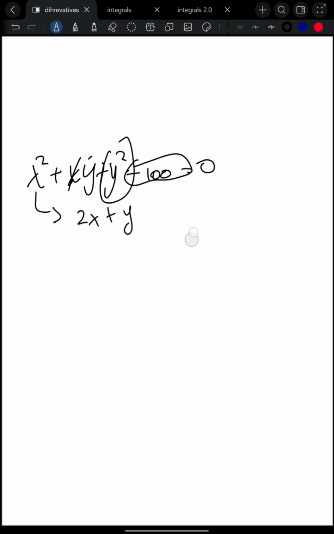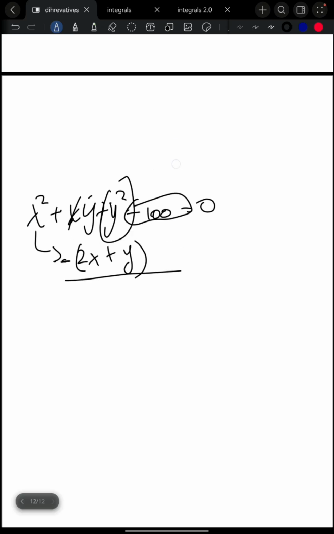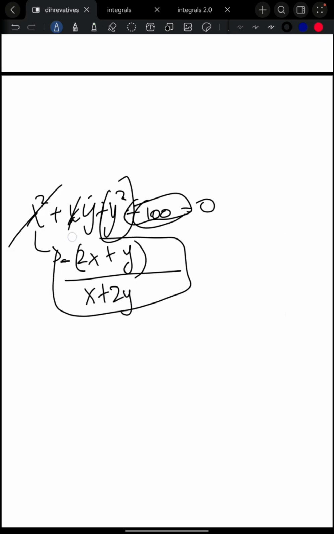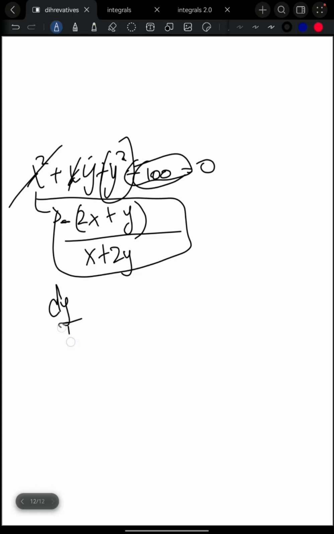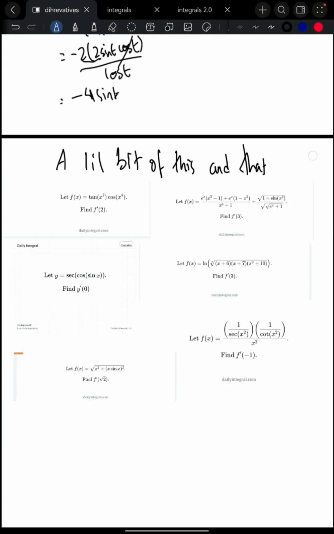But we don't want d by dx, we want negative d by dx divided by the partial derivative of y. This is a constant in the y world. yx is just x, and y squared is just plus 2y, and 100 is a constant. So yeah, this is the answer, this is dy by dx. It's a cool trick. It's a faster way, I guess.